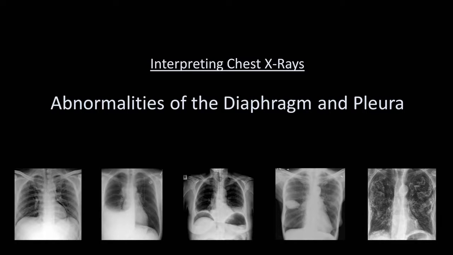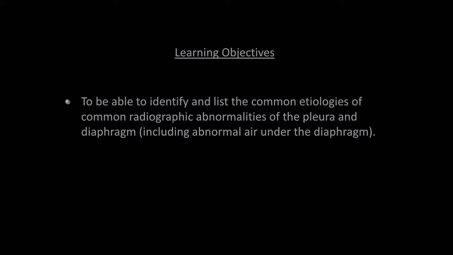Today, I'll be discussing abnormalities of the diaphragm and pleura. The learning objectives are to be able to identify these abnormalities, including air under the diaphragm, and to be able to list the common etiologies of each.